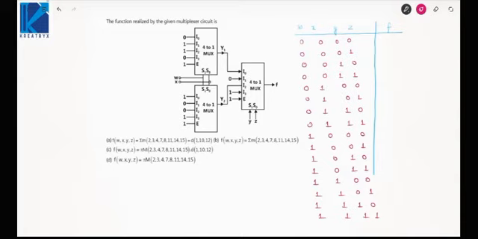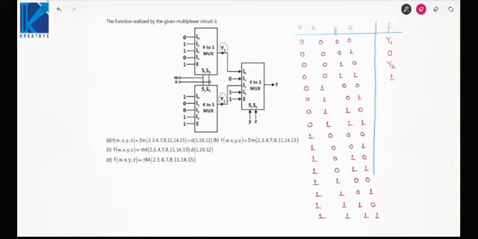These are 16 combinations. When W and X are 0, I0 will be selected in both the multiplexers. So, when W and X are 0, Y1 will be 0 and Y2 will be 1. So, if Y and Z are 0, the function will be equal to I0, which is equal to Y1. When YZ are 0, 1, it will be equal to I1, which is 0. If YZ are 1, 0, it is I2, which is Y2. If YZ are 1, 1, it is I3, which is 1.